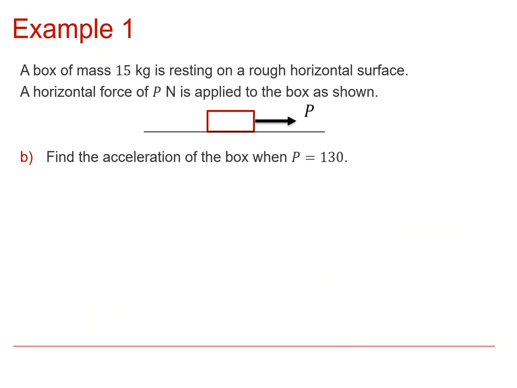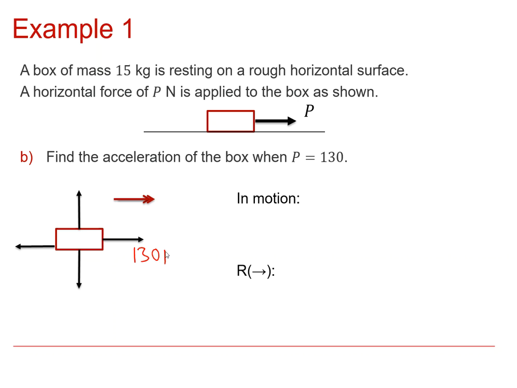So part B of this example then asks us to find the acceleration of the box when P equals 130. Now again, let's draw a force diagram. In particular, we're going to look at the horizontal components here. So P is 130 newtons now, and we know that that maximum friction was just 100 newtons. So that friction can't exceed its maximum value. So if P is greater than that maximum value, the frictional force will just be equal to its maximum value of 100 newtons.